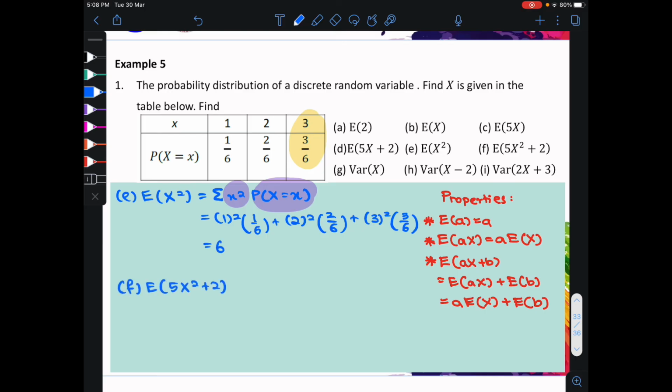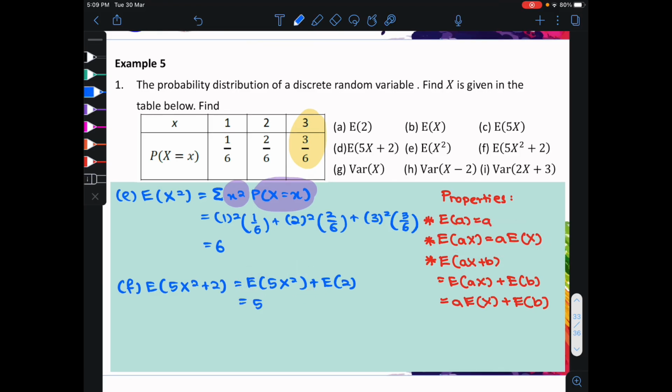Question F is expectation of 5X squared plus 2, which can be rewritten as expectation of 5X squared plus expectation of 2. Note that expectation of 5X squared needs to use this property, and we will get 5 times expectation of X squared plus expectation of 2 is simply 2 because we are using the property E(a) equal to a. And we already know that expectation of X squared is 6. And the final answer is 32.